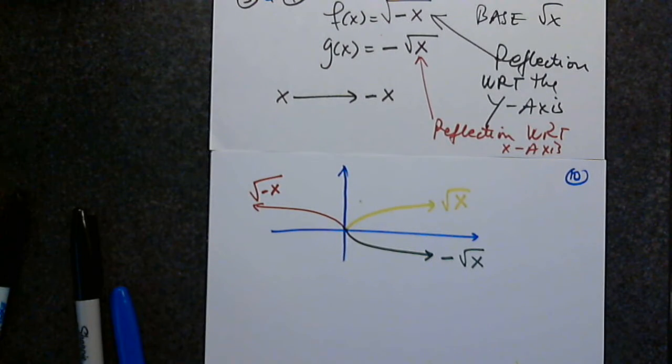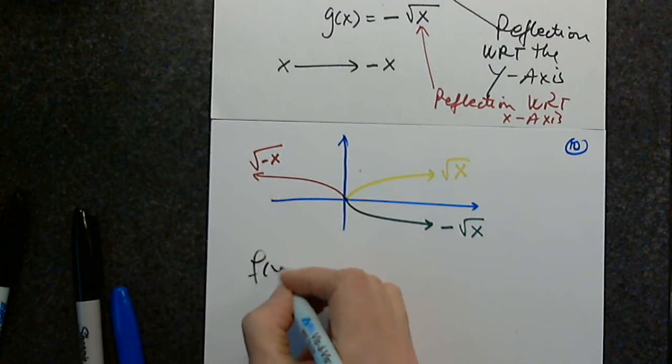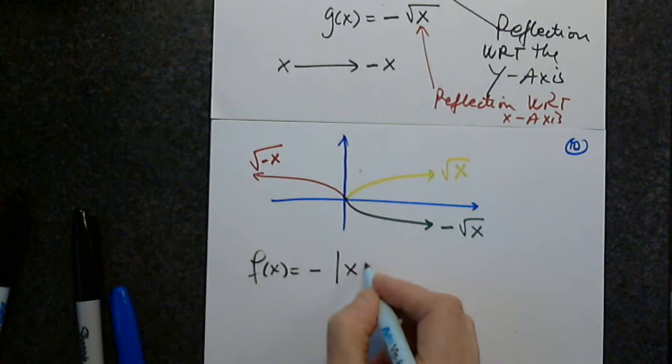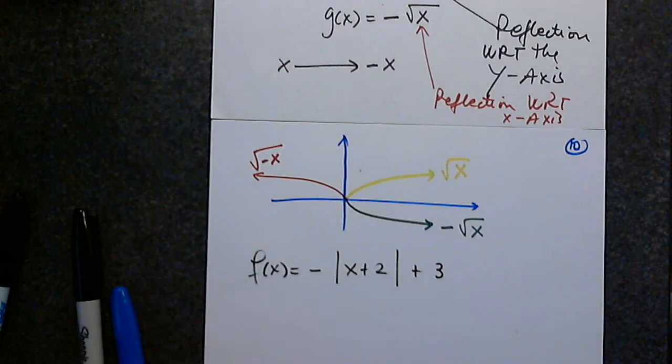Now, I would like to stop for a moment and give you an example of a combination. Let's look at the combination. So let's say I want to graph f of x, which is negative the absolute value of x plus 2, plus 3. How many transformations are in this function? All of them. Everything that we've studied so far.